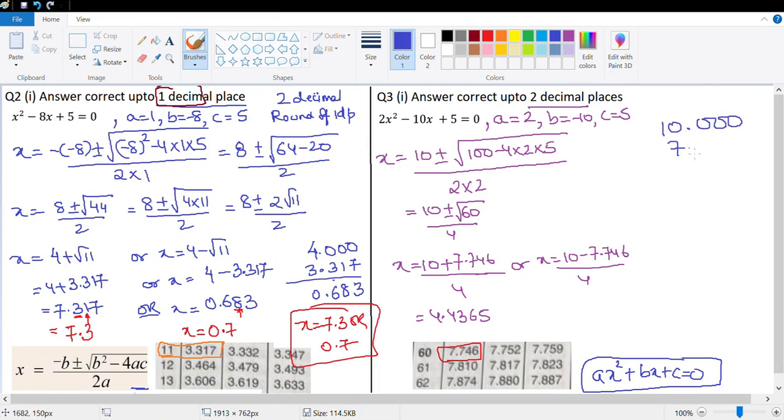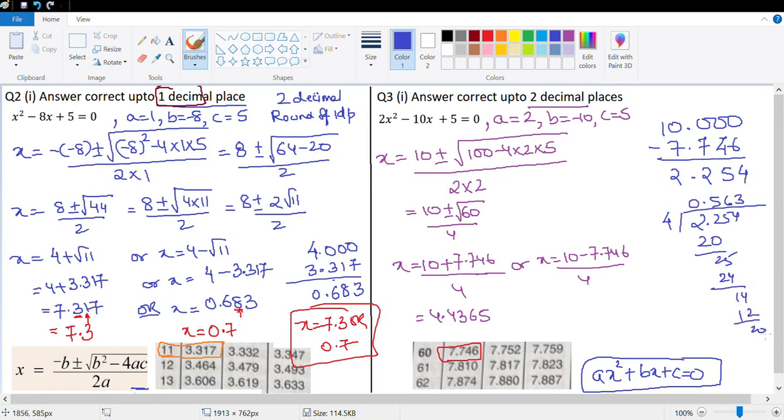10.000 minus 7.746. That is 10 minus 6 is 4, 9 minus 4 is 5, 9 minus 7 is 2, and 9 minus 7 is 2. So this is 2.254 divided by 4. That's divided. So this is 4 into 0.5. That's 20, 25. That's 6, 24, 14. That's 3, 12, and 20, which is 5.